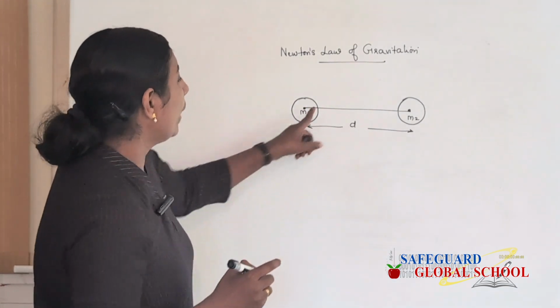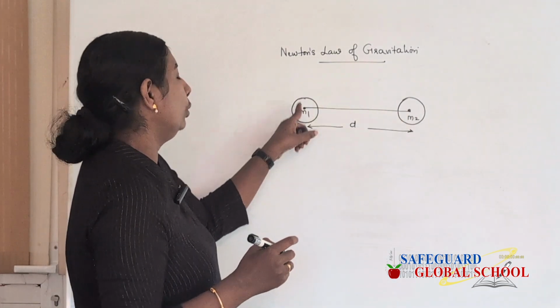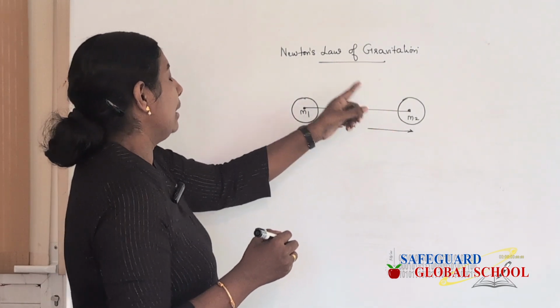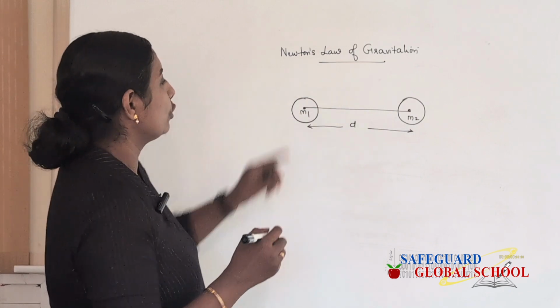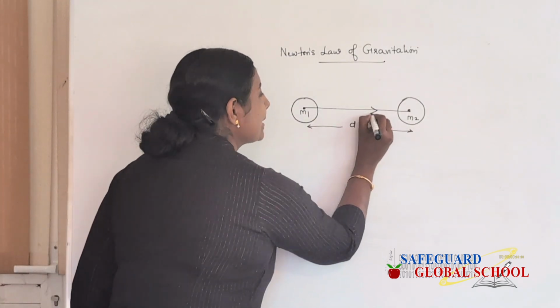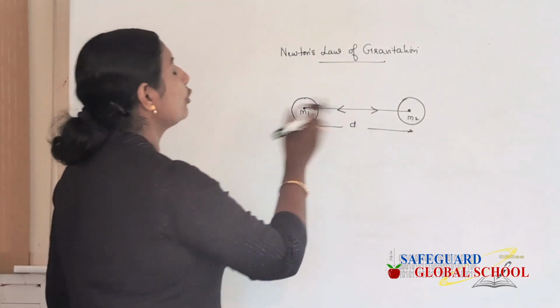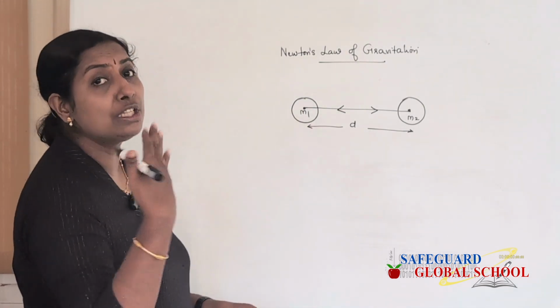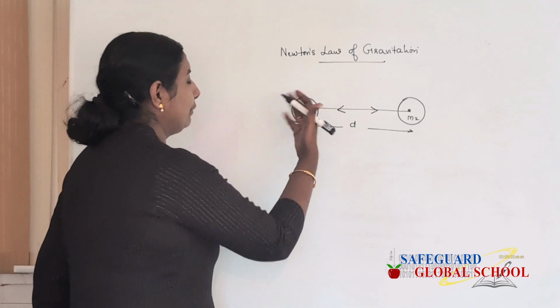So m1 is acting on m2, the force is acting on m2, and m2 is exerting a force on m1. So these forces can be written like this. These two forces are equal and opposite actually. And what are the features of this gravitational force?